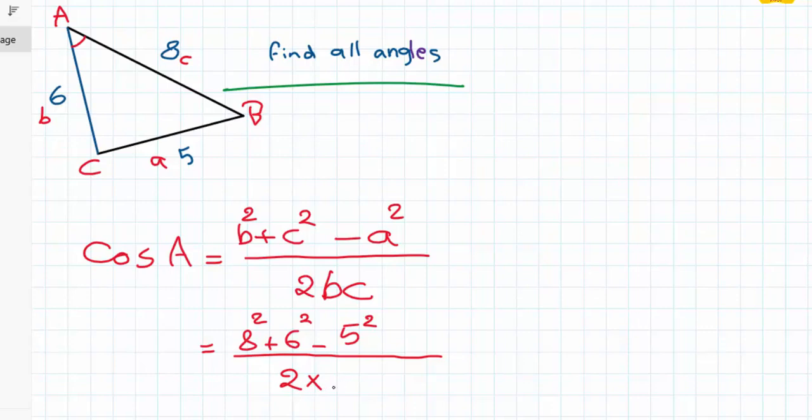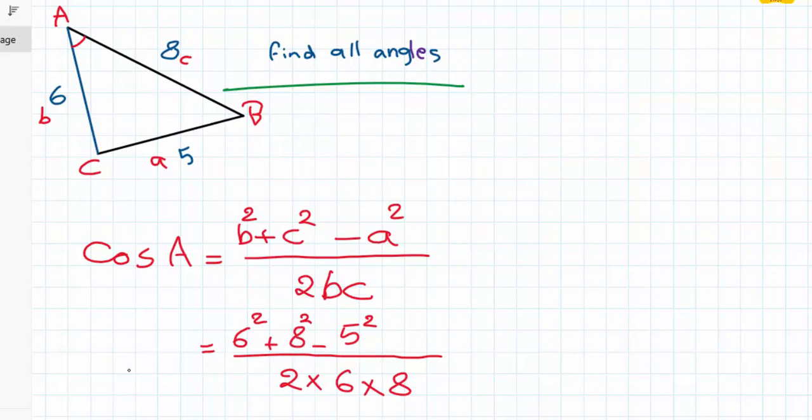2 times b, b is 6, times c, 8. Here I wrote 8 squared plus 6 squared. It doesn't affect the answer at all, so it's fine, but let's correct it. 6 squared is b squared and 8 squared must be c squared.